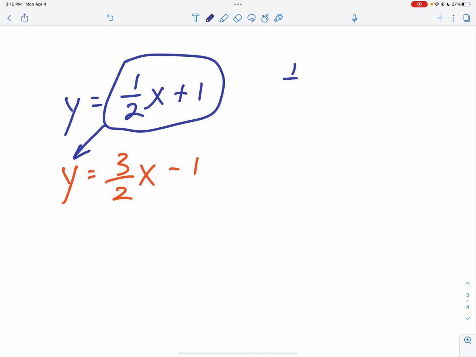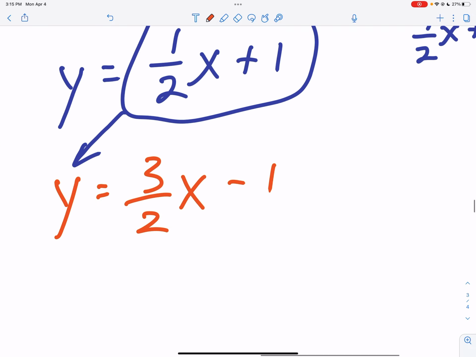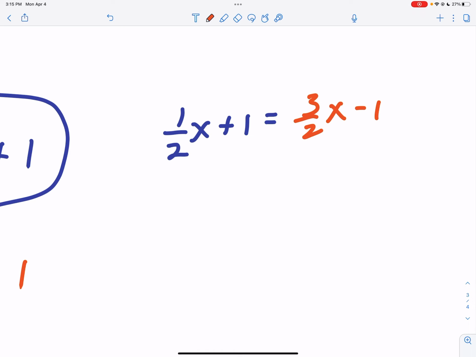So I get 1/2 x plus 1 equals 3/2 x minus 1, allegedly. Well, actually, there's no allegedly. This is definitely written right. And some students like to say I'm setting them equal. Well, you've got to know why. You need to know why.